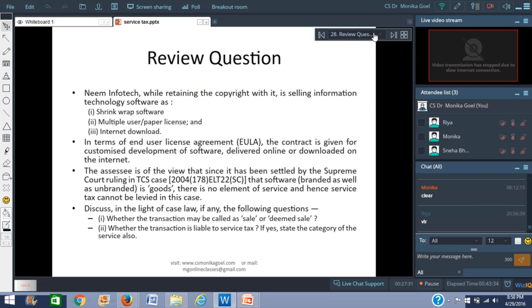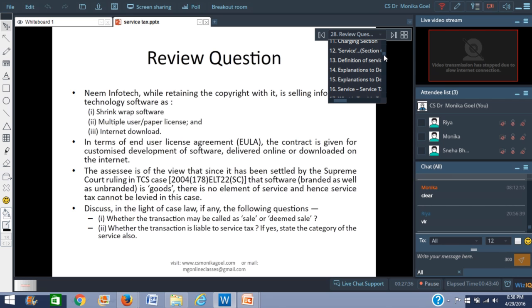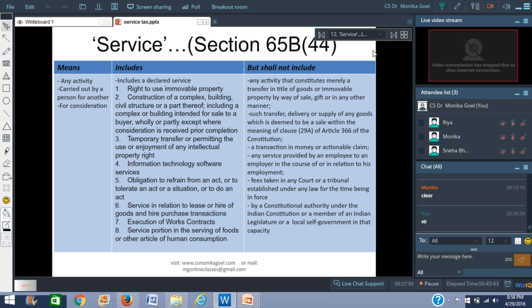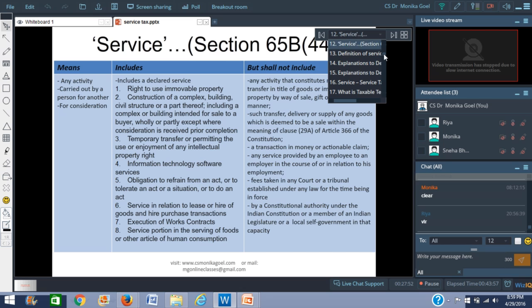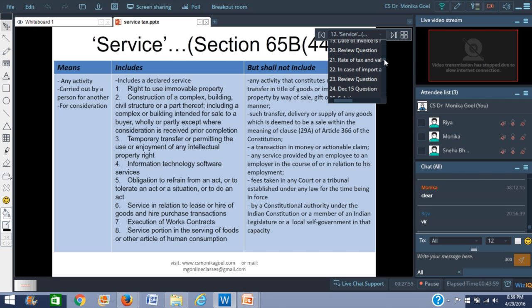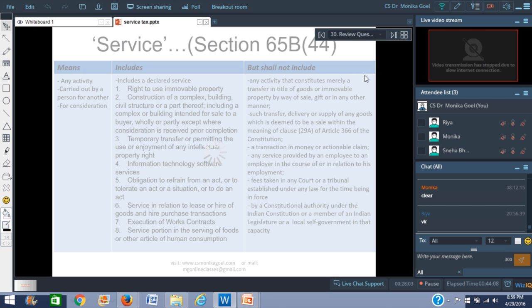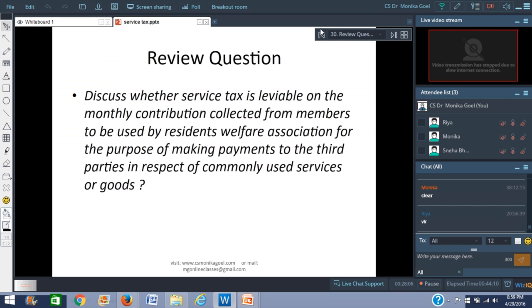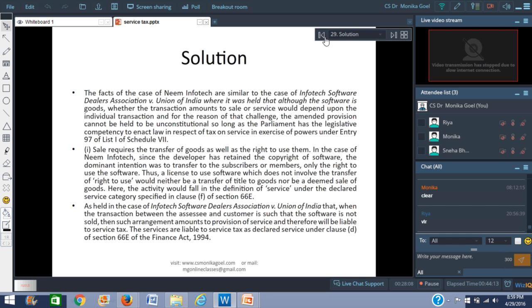Now, if you look at the definition of declared service, which is an important definition over here, it says temporary transfer or permitting the use of or enjoyment of intellectual property right and information technology software services are included. But there is a clarification which says that all software, branded or unbranded, sale of software would amount to sale of goods, and therefore it should not be chargeable to service tax. So the situation is clear in front of us. We try to look for the solution.